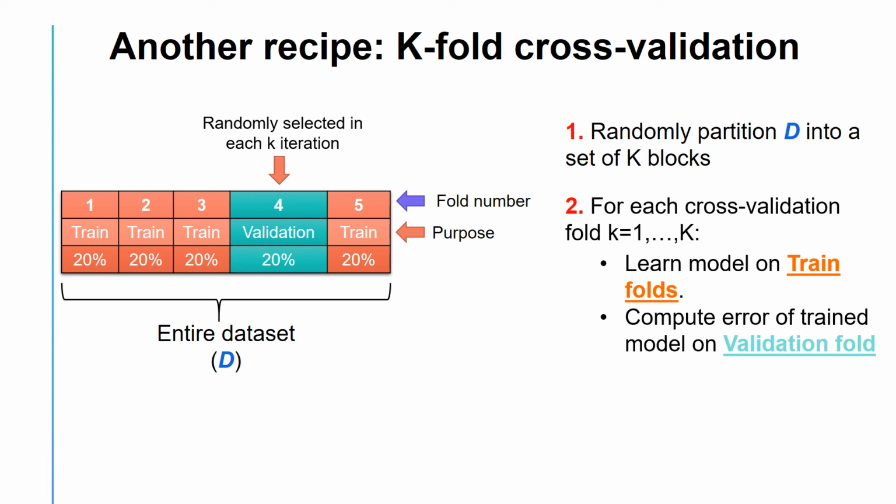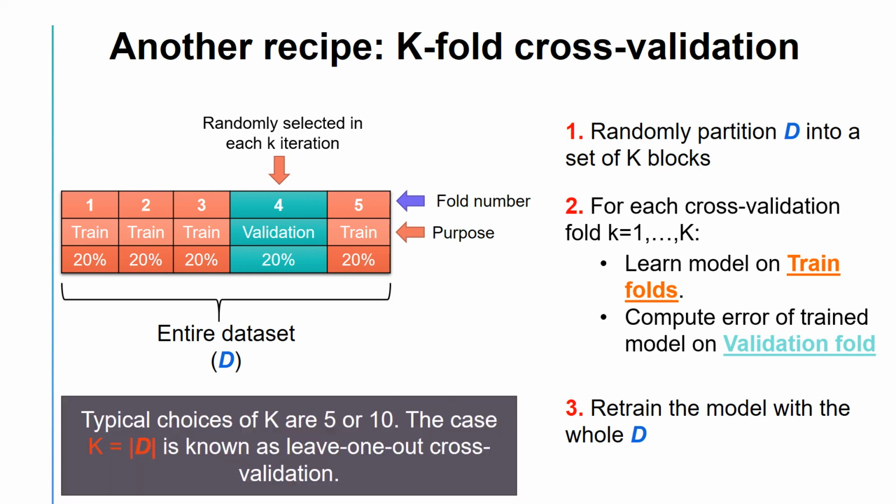Now that we have an estimate of the generalization performance, we can obtain the final model by retraining our model with the whole dataset. This way, we are using all the available data for training the final model. In general, typical choices of k are 5 or 10. The case where k is equal to the number of data points is known as leave one out cross-validation.